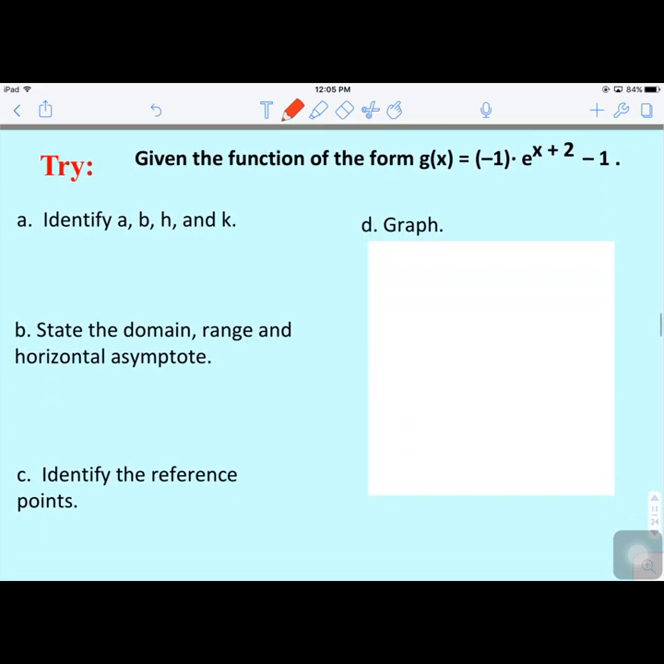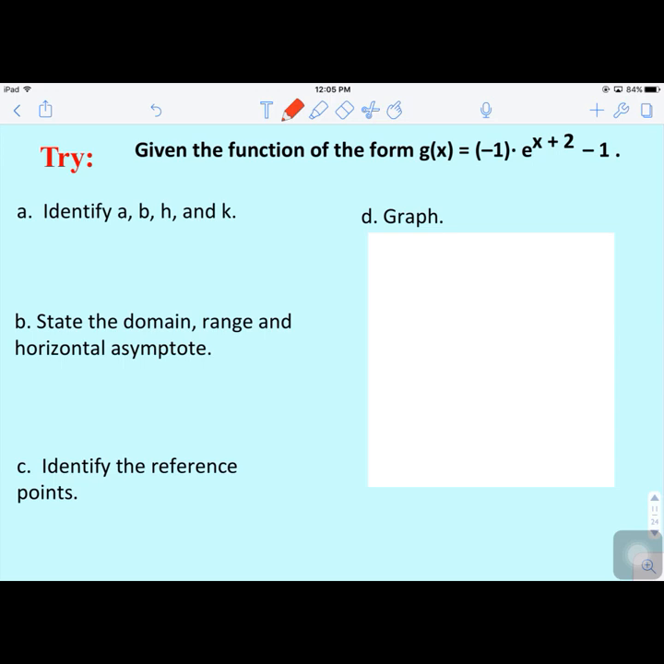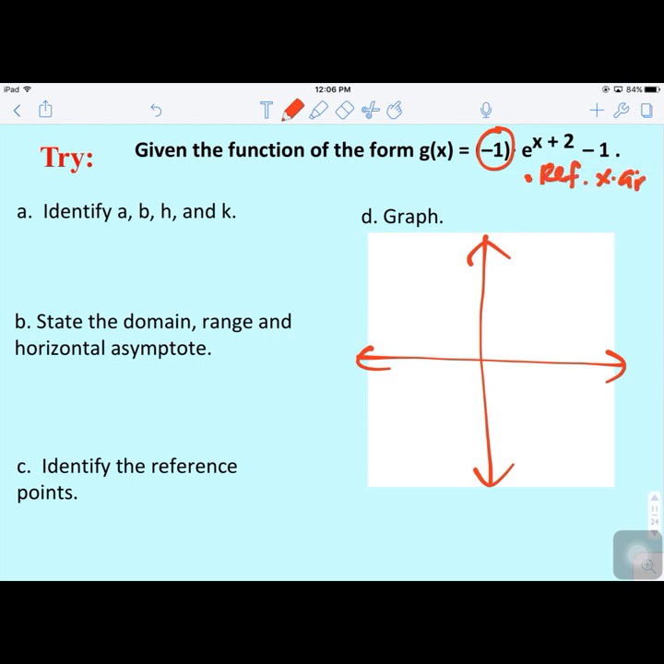We're going to try another one, so make sure you pause the video at this time and do the problem first before you look at the solution. So again, we're going to name the transformations. Notice this one has a negative in front, so it's a reflection across the x-axis. That's the first transformation. Next, we have 2 units to the left and then 1 unit down based on the k value.